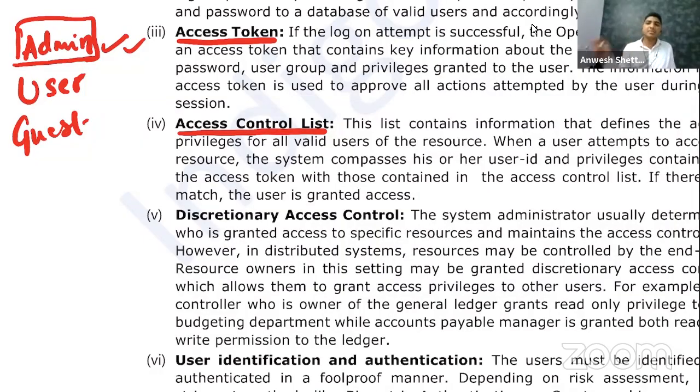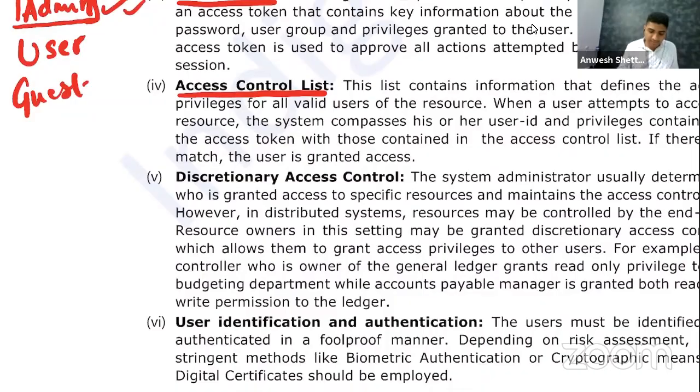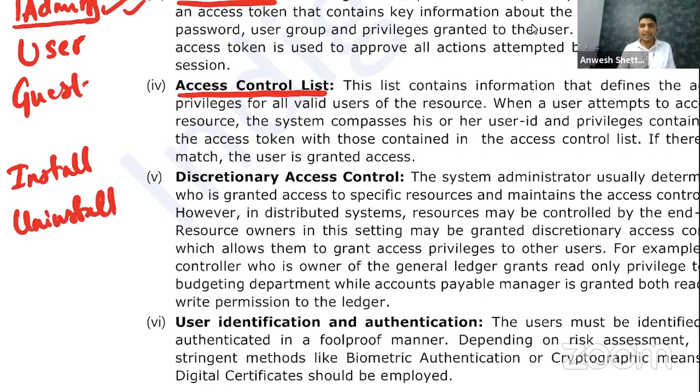Now the moment the system understands that you are an admin, it will allow you to do certain things in the computer. For example, if you're an admin, you can install a software, you can uninstall a software. Only admin can do this. But let us say you log in as a user. Now the system will ask, enter your user password. The moment you enter the user password, the same computer will open, but they may not allow you to install a new software, or uninstall an existing software.